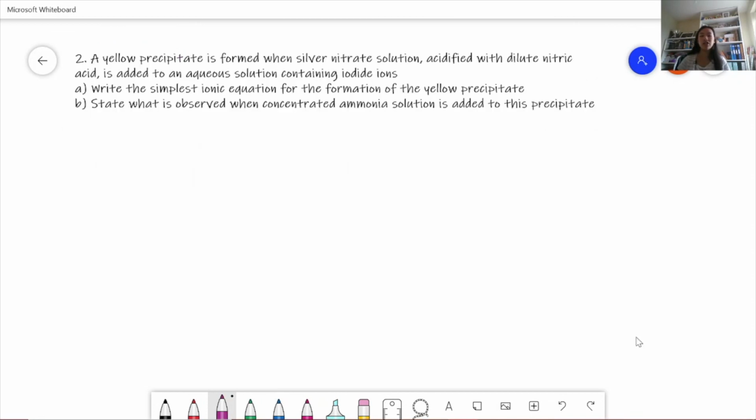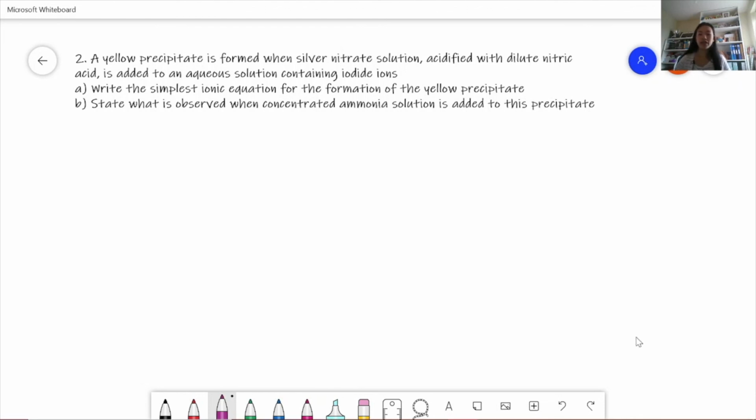So before I move on to question 2, feel free to click off the video and try it for yourself first. So it says a yellow precipitate is formed when silver nitrate solution acidified with dilute nitric acid is added to an aqueous solution containing iodide ions. Write the simplest ionic equation for the formation of the yellow precipitate.